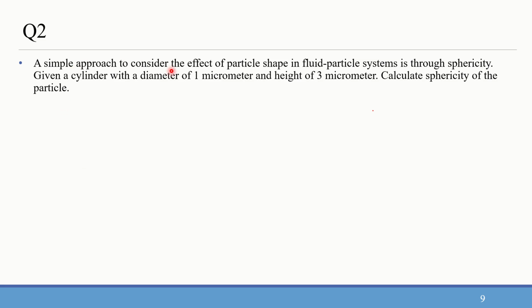Now in this particular question, we are asked to consider the effect of particle shape in fluid systems through the sphericity parameter. Given a cylinder with a diameter of 1 micrometer and height of 3 micrometers, we need to calculate the sphericity of the cylinder. That is, we need to see how close this particular cylinder is to a sphere in representation. Now, with a diameter of 1 micrometer and height of 3 micrometers, its aspect ratio is 3. So we can imagine that. Now let us go to the solution.